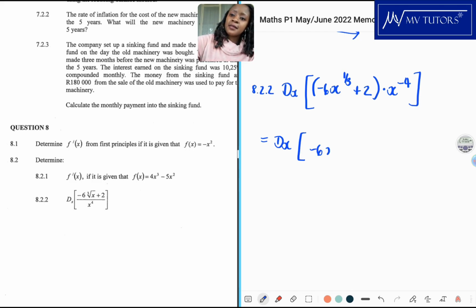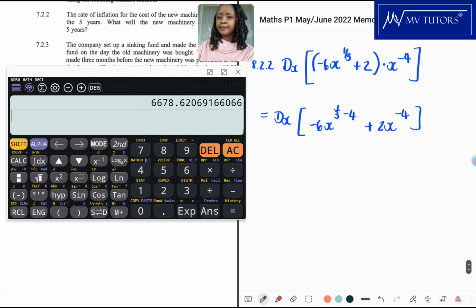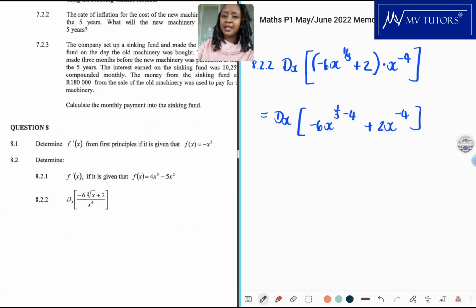So I have negative 6x a third minus 4. And then I have plus 2x minus 4. Okay, if I take a third, and you know what, this calculator is going to give me other answers. If I take a third and I subtract 4, okay, so a third, that's basically like saying a third minus 12 divided by 3, 4. So I have minus 11 over 3.